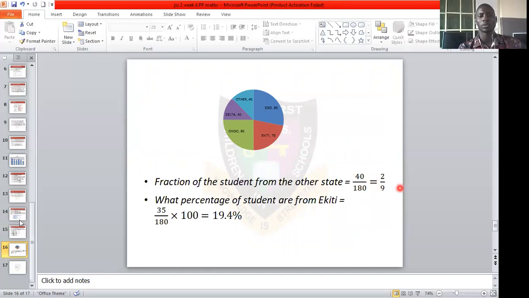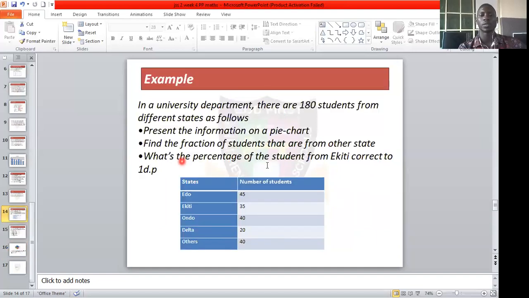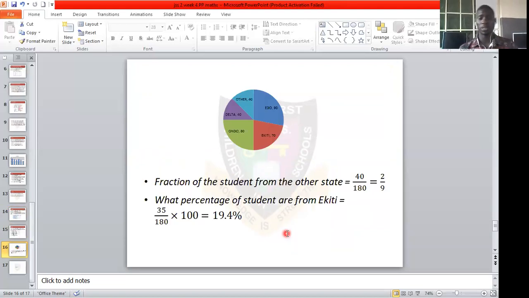And the third question says percentage of students from Ekiti. What is the percentage of students from Ekiti? It's 35 over 180 times 100. To get the percentage, it is over 100. Only if you want to get your pie chart do you use 360 degrees. So it's 35 over 180 times 100, to give you 19.4%.